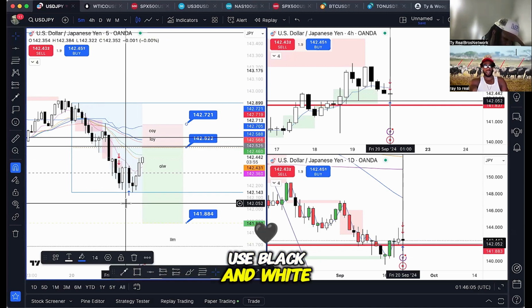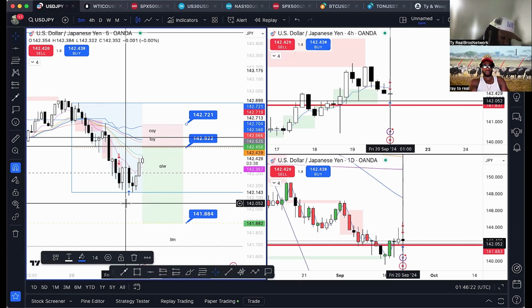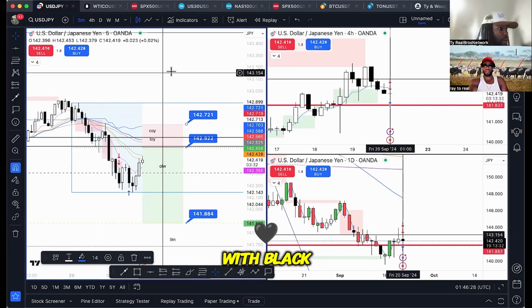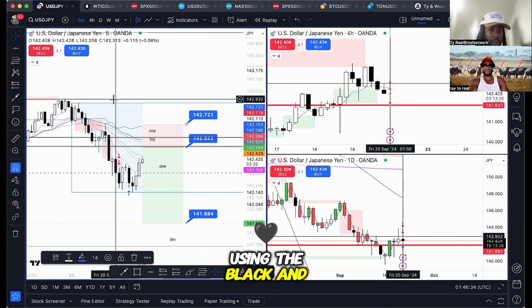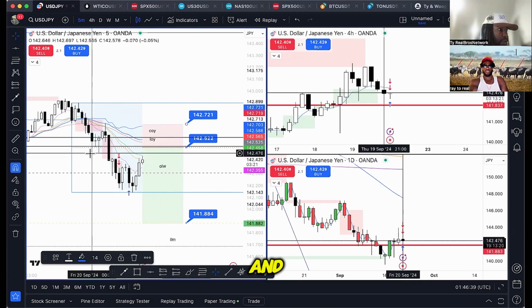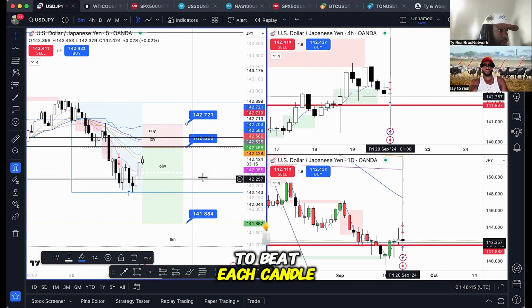So the reason why I use black and white candles is basically because it's easier for me to read the price action as opposed to green and red candles. Also, the way I learned how to trade was from traders who traded with black and white candles. So my eyes are adapted to using black and white candles. It's easier for me to read price and see the wicks and to read each candle.